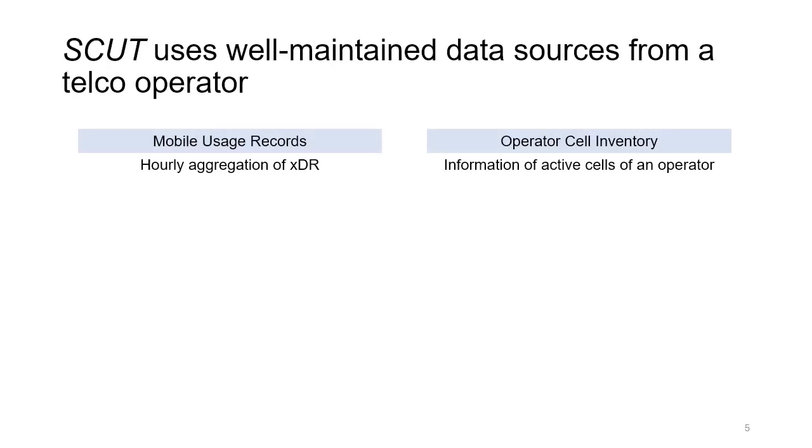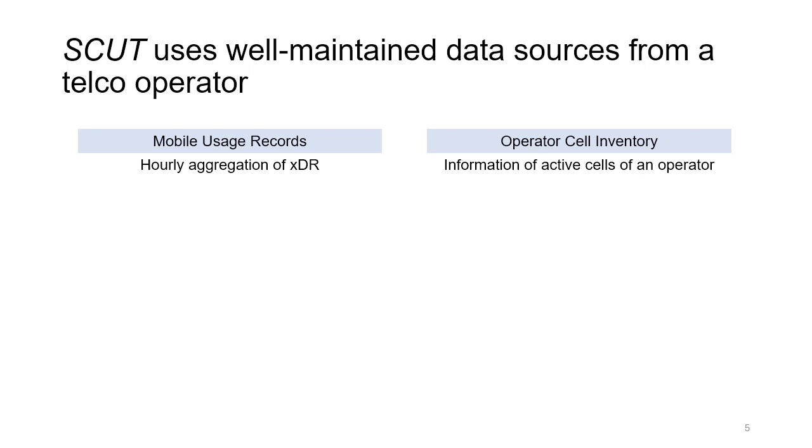So naturally, SCUT uses mobile usage records, which is an hourly aggregation of various XDR data sources. These are basically transactional records maintained by a telco operator and are usually kept for billing purposes. This data is readily available.